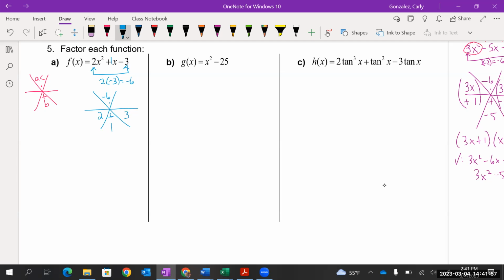1 positive, 1 negative. But we need more positives now. So the 3 will be positive. That bigger number will be positive, and the 2 will be negative. So -2 times 3 is -6, but -2 plus 3 is +1. And because I have that 2 in front of the x squared, I'm going to now take that 2x and put it on top of those two numbers we just found.